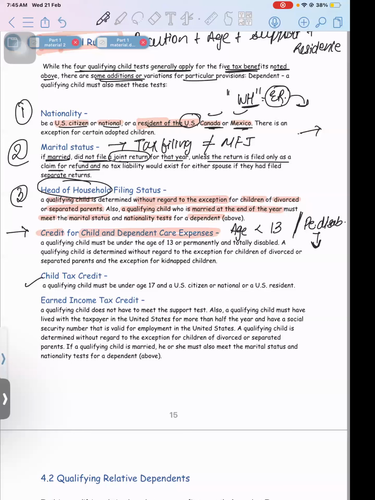Okay, let's say you are incurring expenses for their childcare facility, or some expenses related to taking care of the child, and the age is less than 13, you can go for the dependent care expense. This we will read in detail when we do the credits chapter. But here the age limit is 13 years. What is the age limit for claiming a qualifying child? Anyone remember the age limit?